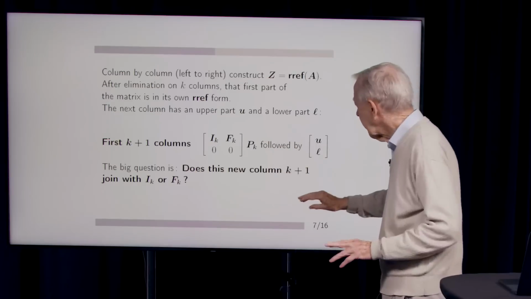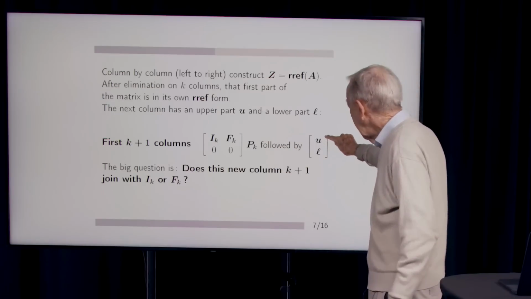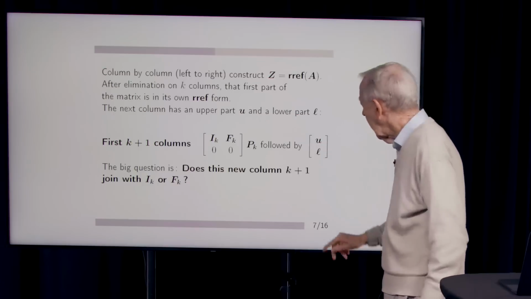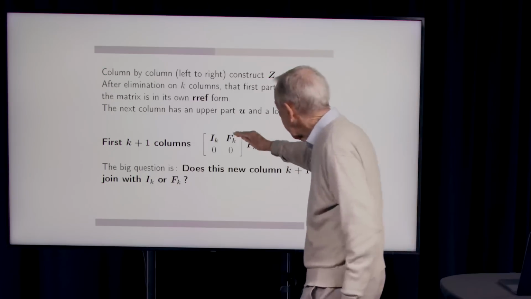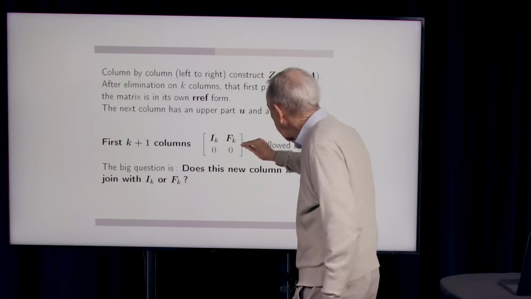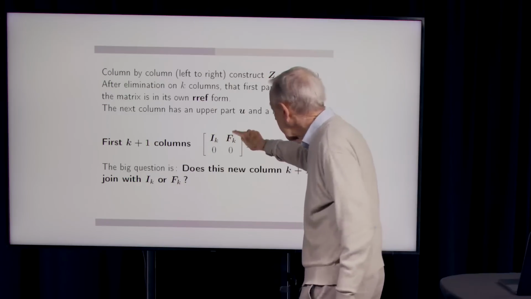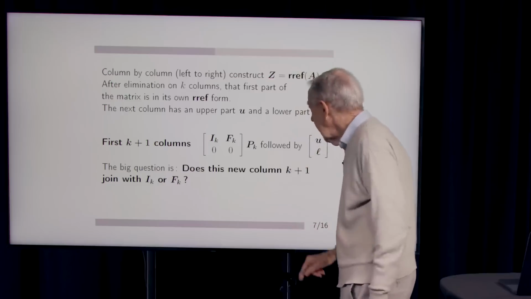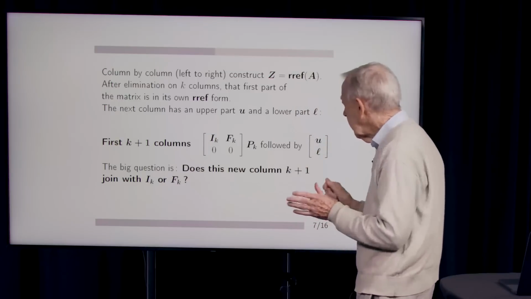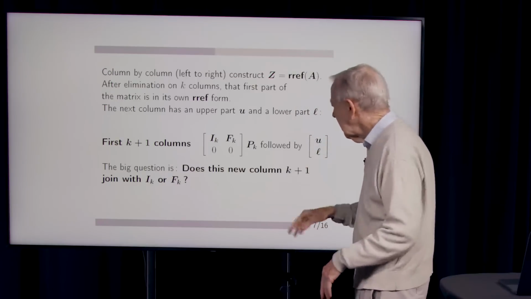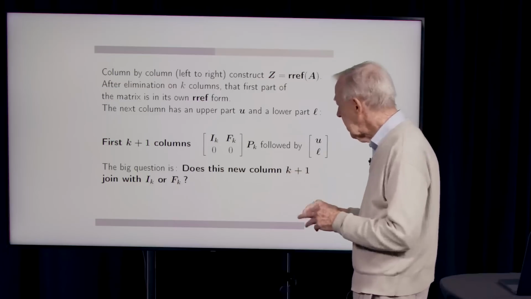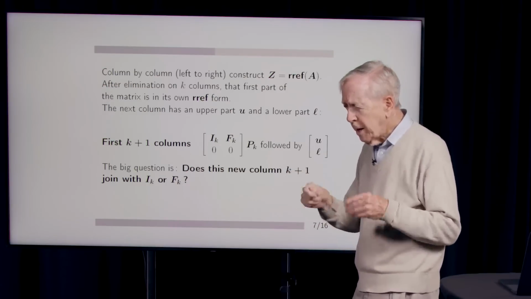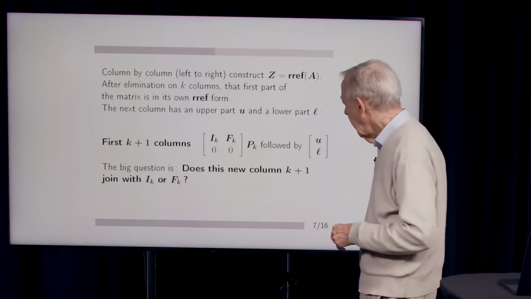Those 7 columns are finished, and now here's one, and I let U be the upper half and L be the lower half. U is the part of the new column that goes up at the top, and even with the zeros goes L. So what does elimination do with this next column? I'm describing elimination again in a way you would code it.